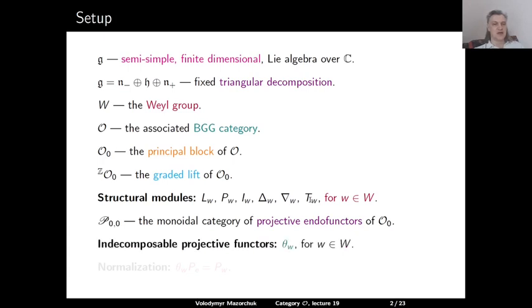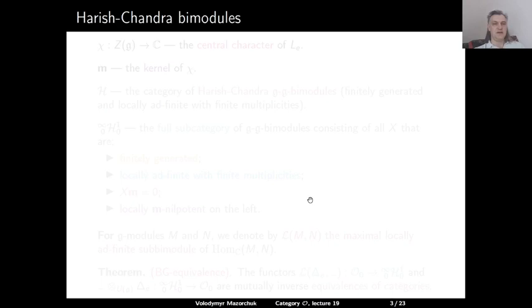Indecomposable projective functors are naturally indexed by the elements in W, and we denote by theta W the indecomposable projective functor, which is uniquely defined by the normalization that it sends the indecomposable projective module PE to the indecomposable projective module PW. In order to define Joseph's completion, we need to recall the category of Harish-Chandra bimodules and the associated Bernstein-Gelfand equivalence. Let chi denote the central character of the trivial G-module LE.